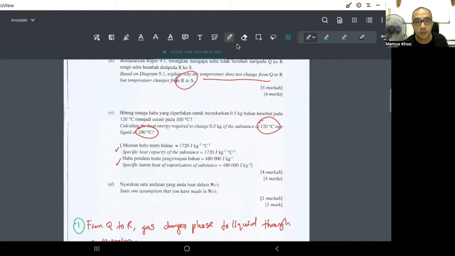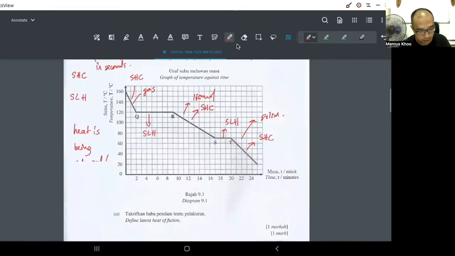Okay, so let's take a look at this situation. It is 120 degrees Celsius, then change to liquid at 100 degrees Celsius. So originally it's 120 degrees Celsius. Change to here, okay, at 100 degrees Celsius. So we're talking about the amount of heat needed to do this plus this. Okay, the red plus green.